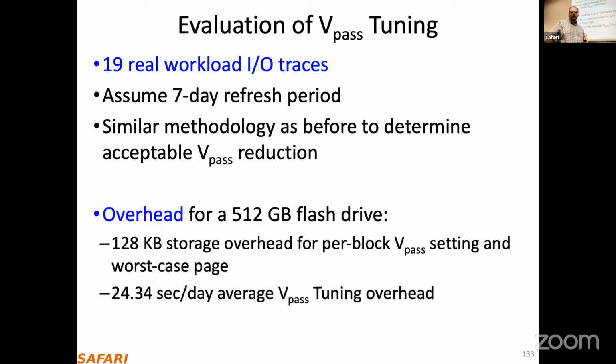So for the overhead, for a 512 gigabyte flash drive, we observe that we need 128 kilobytes of storage overhead for the per-block VPass setting. And we need around 25 seconds per day for this VPass tuning, which is also not a lot.